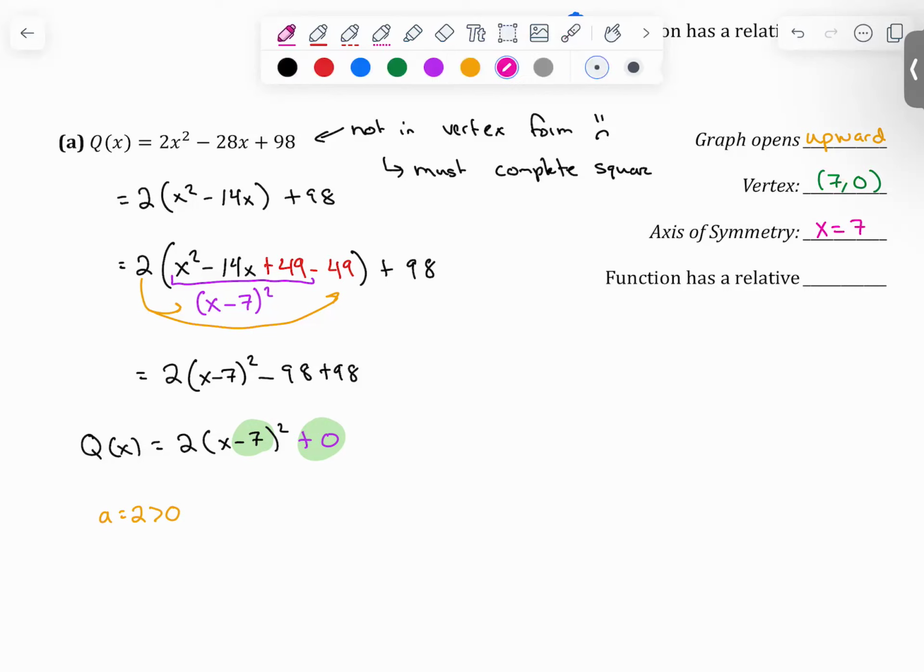And then if our graph opens upwards, we've got a U shape like that, which means that our vertex is going to be a relative minimum, relative min. Let's just do that.